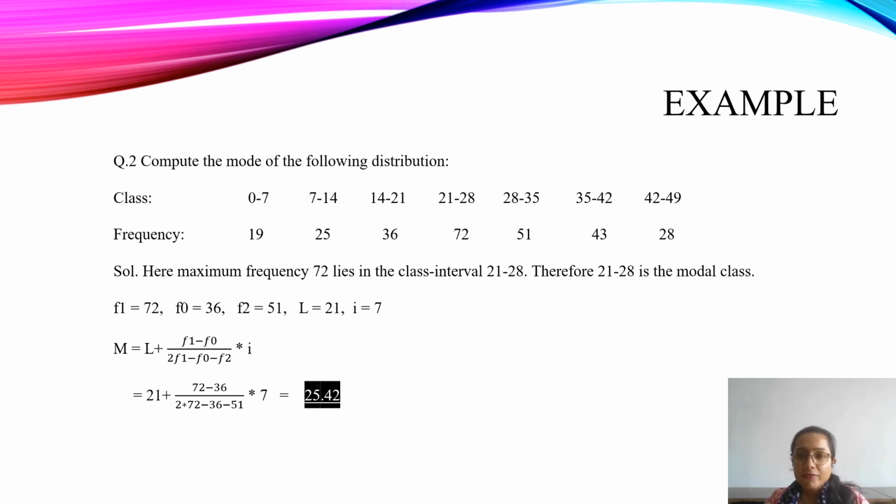As you can see, whatever question we are solving, the difference between class intervals is the same, right? And the ending of the first class interval is the number which starts the second class interval. So the numbers should be the same. Like if the first class interval is ending with 7, the next class interval should start from 7. Okay, now after getting all the values, just apply the formula, and after solving it, you will get your mode, that is 25.42.